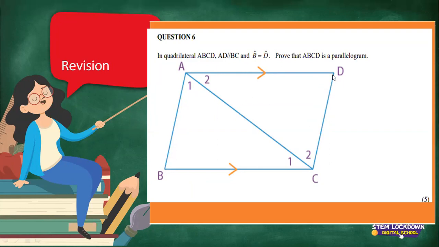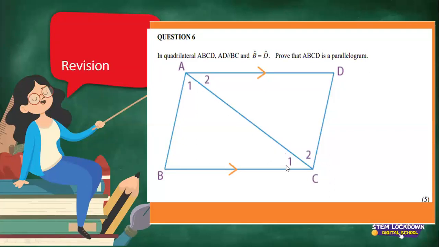First of all, we're going to consider this as two triangles: triangle ADC and triangle ABC. So what to prove now? First of all, we were told that angle B equals angle D, that is given. Then also AC is common.